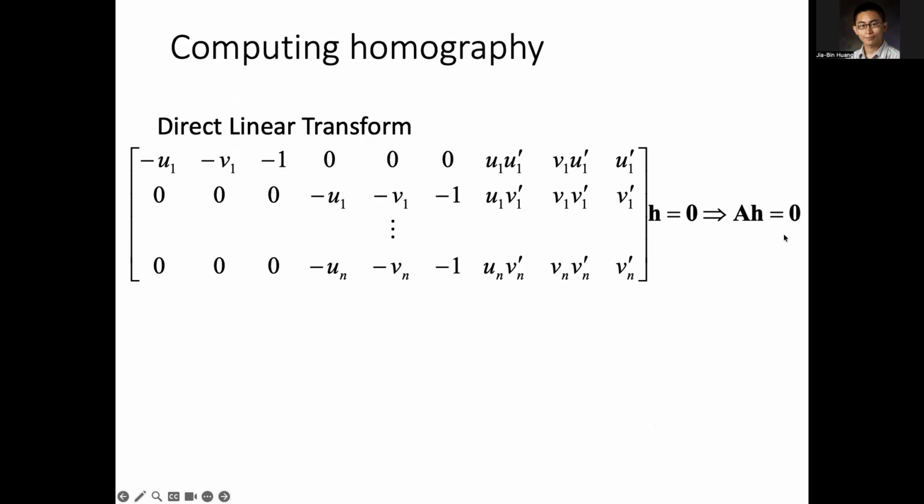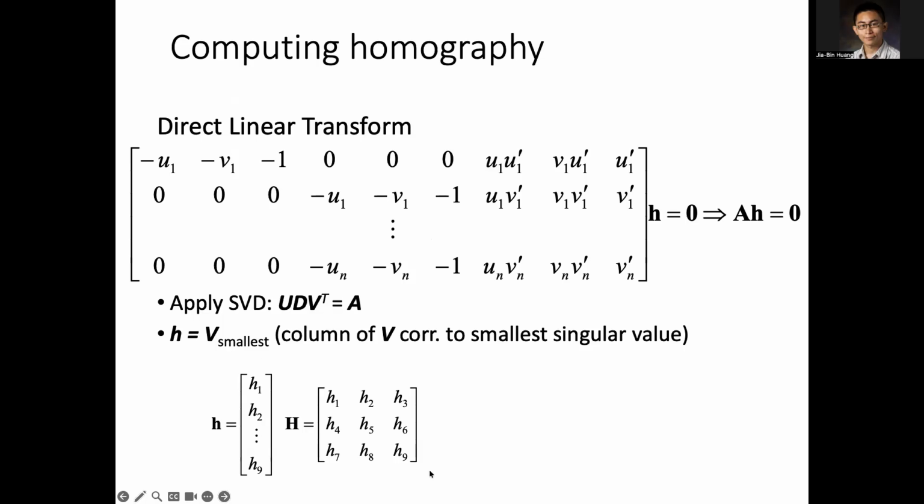And then the solution is taking the SVD of the matrix A and taking the eigenvector corresponding to the smallest eigenvalue. Okay, so you take these eigenvalues, and this is how you solve it. Okay, and you get the H out.